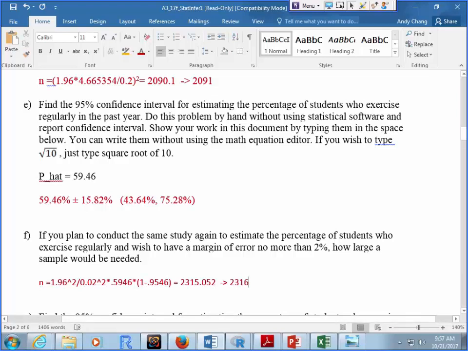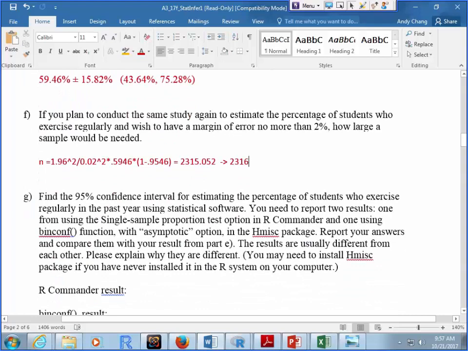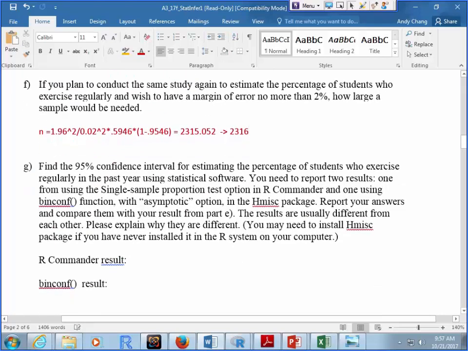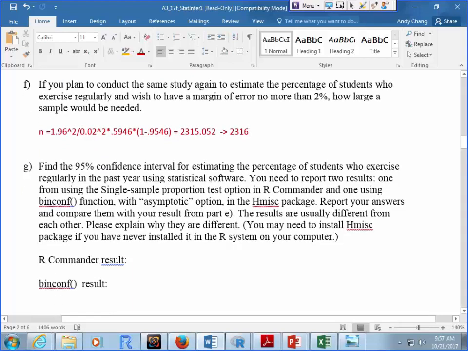Round up to the next higher integer. Look at this, this is 0.052, I still round up to the next integer. But I tell you the truth, if you really do this and round down, I'll give you credit. You know how to do it, so really not a big issue. Any questions?